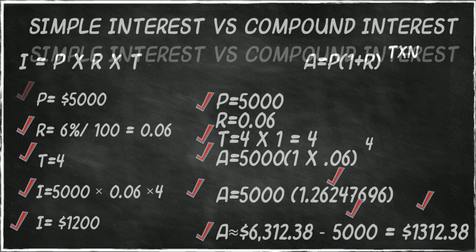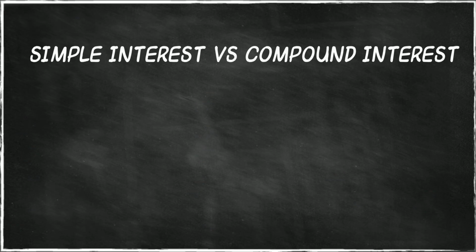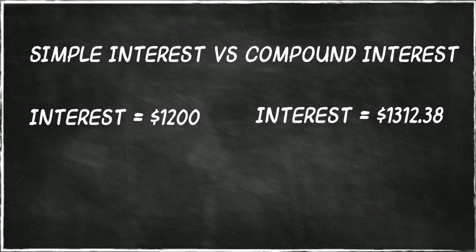$1,312.38. So when you look at the simple interest and compound together, right next to each other, obviously you make more money with compound interest than simple interest. So there we go. I hope that was helpful in figuring out the difference between simple interest and compound interest.